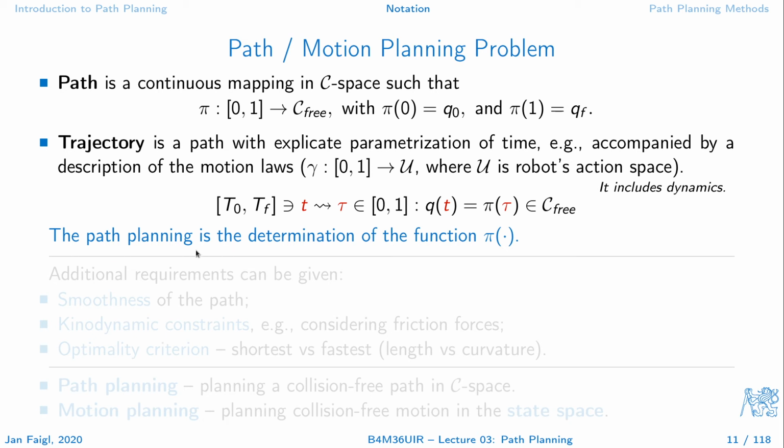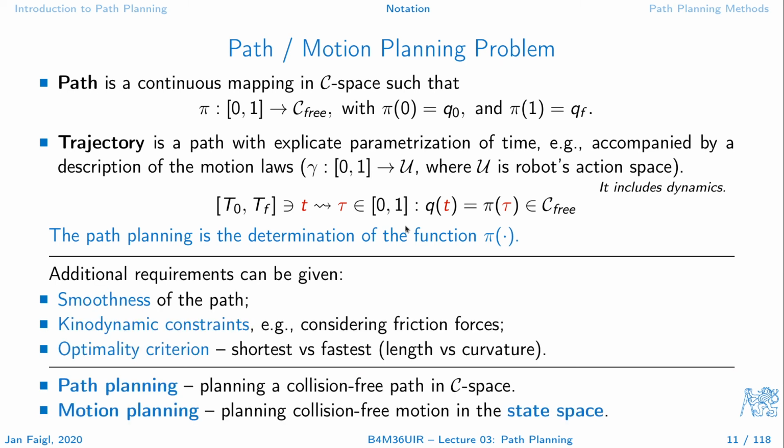So, the path planning is a determination of this curve, and trajectory planning is a determination of the trajectory. It's parameterized by time. And we have additional requirements. For example, we ask for smoothness of the path because of trajectory. It must be feasible. The robot must be able to actually reach that. And additional are kinodynamic constraints.